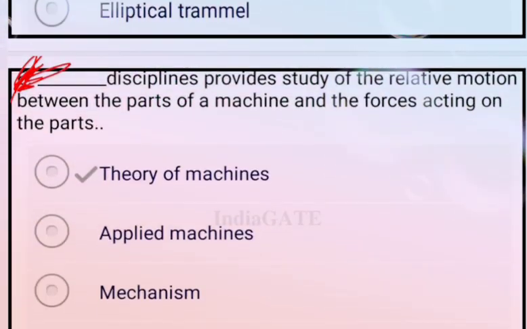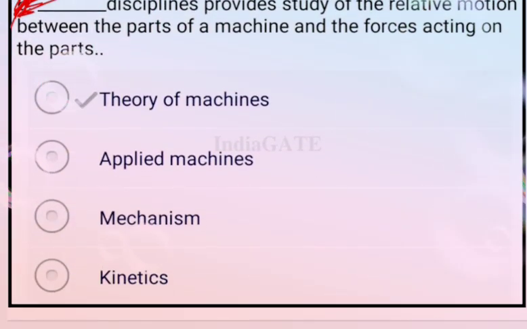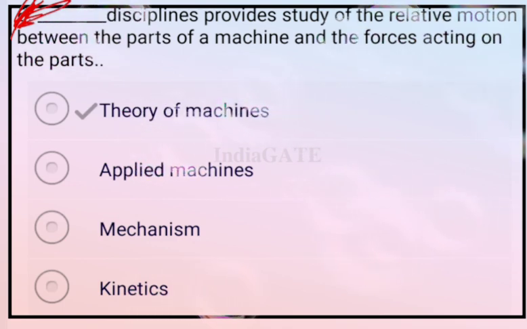Now the last question of this session is, dash discipline provides study of the relative motion between the parts of the machines and the forces acting on the parts, that is called the theory of machines. So option A is your correct answer. Now this session is ended here.